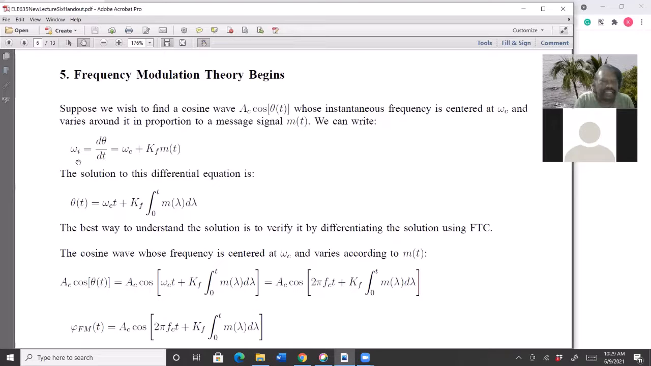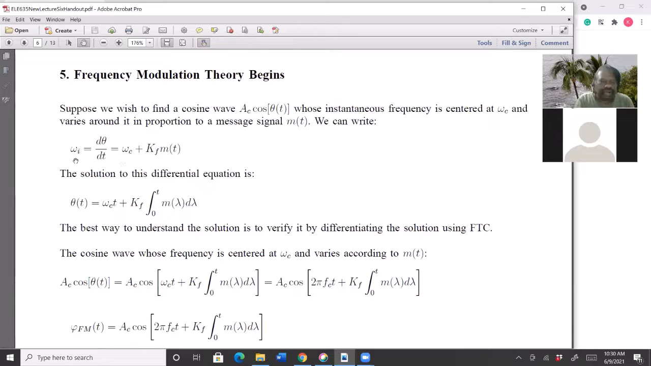But we know instantaneous angular frequency is defined by d theta over dt. So this angular frequency has to be centered at omega c and vary in proportion to m t. And the proportionality constant now is denoted by k sub f. So in frequency modulation, this is what we want. We didn't derive this. We want the instantaneous frequency to be centered at omega c and go up and down from that center frequency by this amount, k sub f m t. Again, there is no name, we will call it km. F is for frequency, and the earlier one, k sub p, is for phase angle.